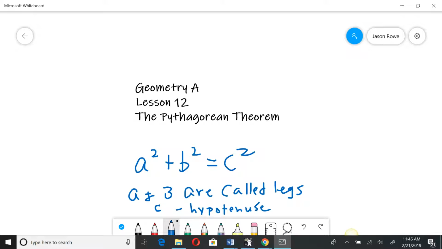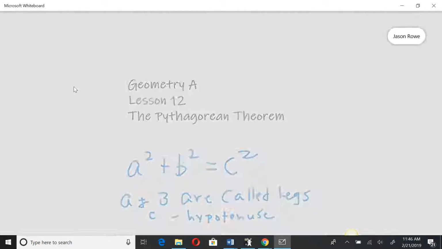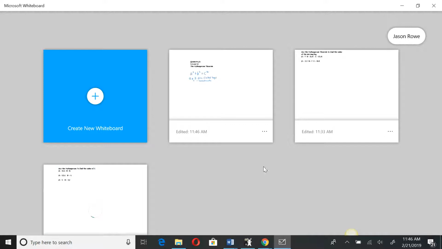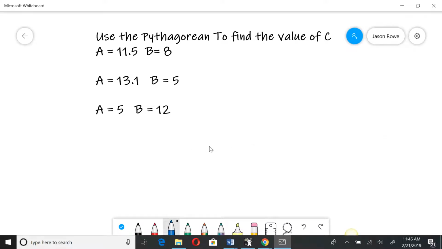So we can use the Pythagorean theorem to help us figure out any of the missing sides for any right triangle. So let's take a look at what you're asked to do and how I need to see your work so you can show it. So in this particular problem, or this particular set, you're asked to find the value of c.